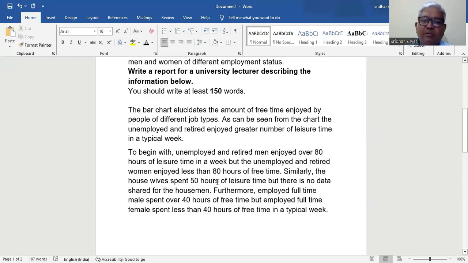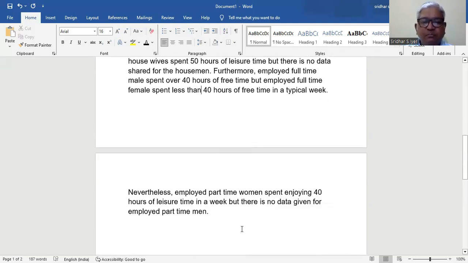Similarly, the housewives spend 50 hours of leisure time, but there is no data shared for the housemen. Furthermore, employed full-time male spent over 40 hours of free time, but employed full-time female spent less than 40 hours of, or you can change it to below. Normally, we don't say below, it's only less than 40 hours of free time in a typical week. Nevertheless, employed part-time women spent enjoying 40 hours of leisure time in a week, but there is no data given for employed part-time men.